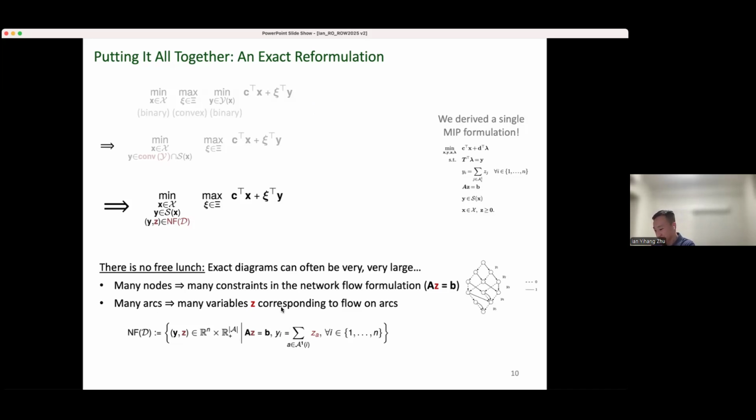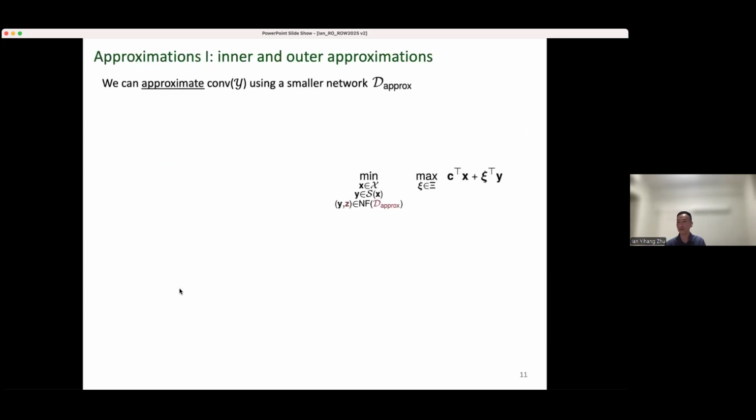Okay, so what are we going to do? We're going to try to generate more compact and smaller approximations of these diagrams. The first approximation is to directly derive a smaller diagram, which I'll call d-approx. With the smaller diagram, I'll just replace it here, and my z's and my Az equal to b will be affected correspondingly.